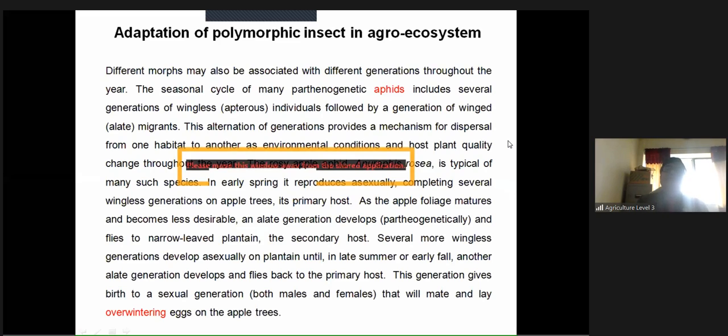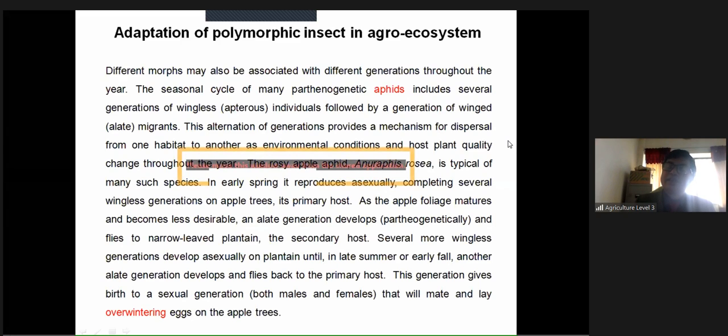Usually they produce parthenogenetically the wingless aphid, and they feed on certain plants. But when the food becomes short, then they need to move. But how will they move? They don't have wings. In that case, they produce the alatiform aphids, that means winged form aphids.